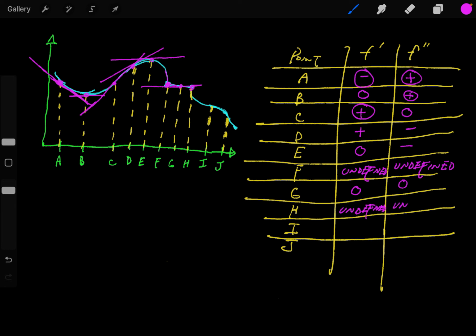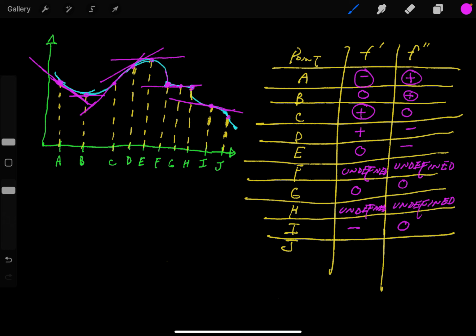Undefined, undefined. And now let's look at point I. So point I is, again, a bit of a tricky one. We should be able to see that the slope of the tangent line is negative. And we should also be able to see that this here is indeed an inflection point, that it goes from concave up to concave down, which means that the second derivative is negative.